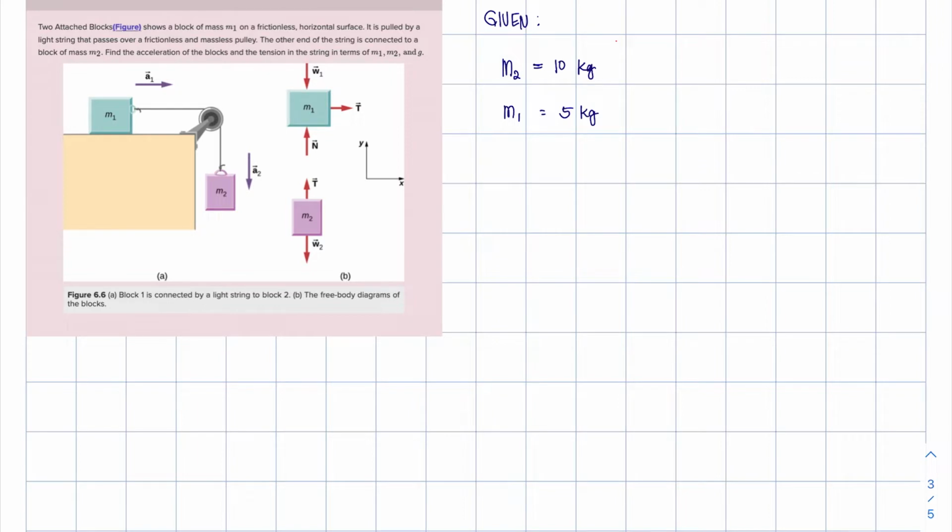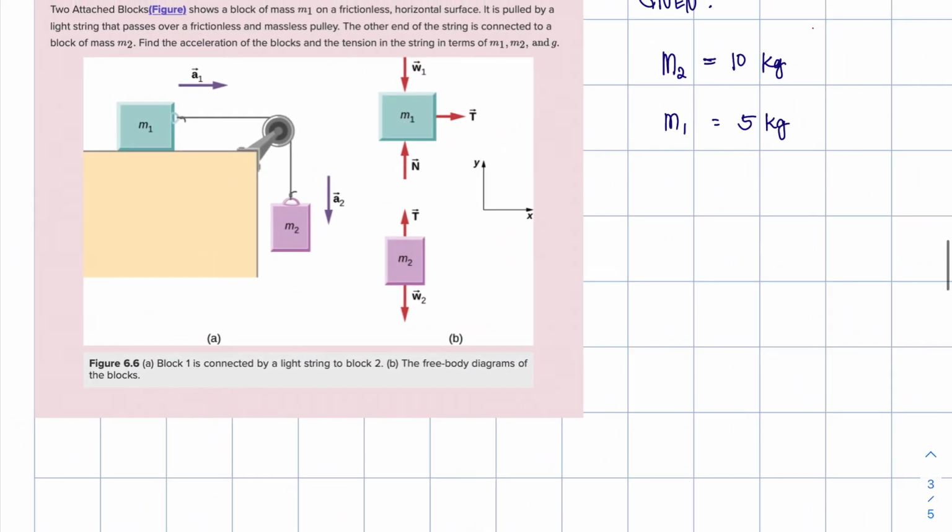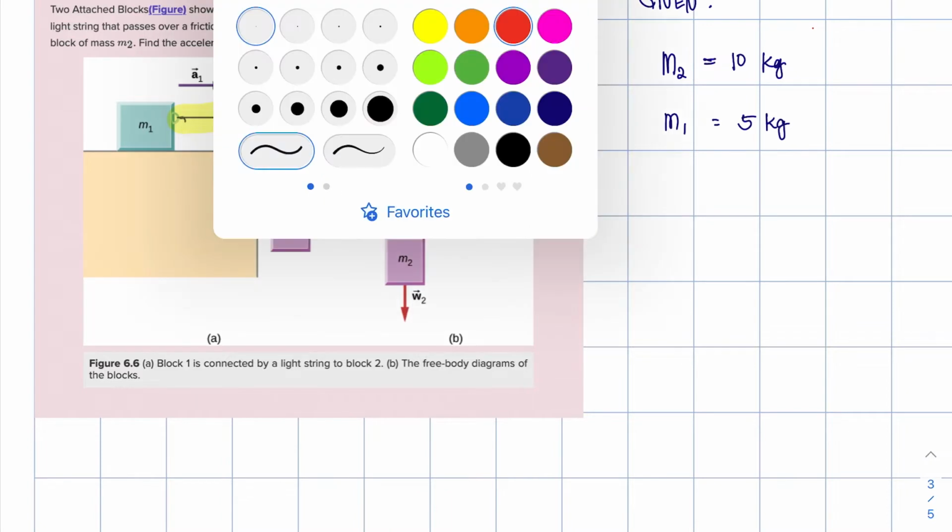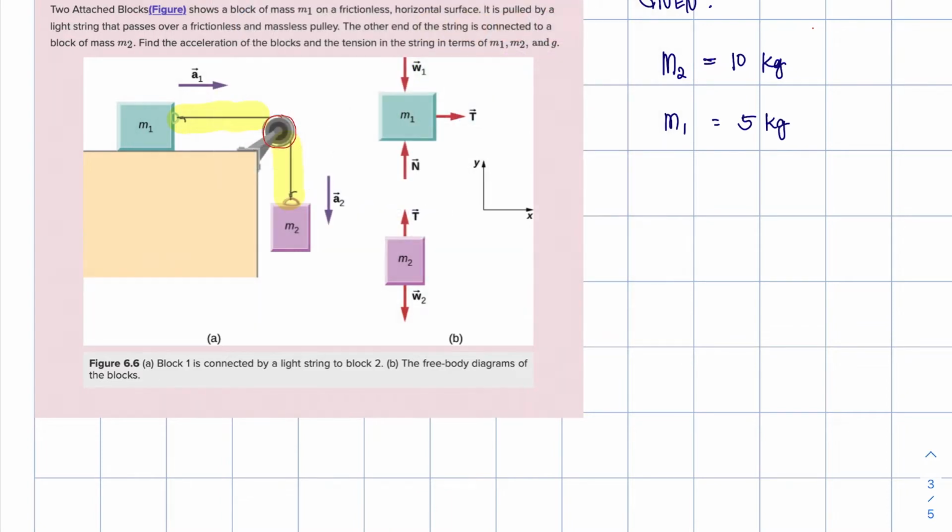As you can see in the problem, you have two blocks of mass 1 and mass 2. Your mass 1 is connected to the pulley by a string, this one here, and so is your mass 2. The strings are running over your pulley here, the circular one that you are seeing there. Now, your task is to find the acceleration of your blocks.